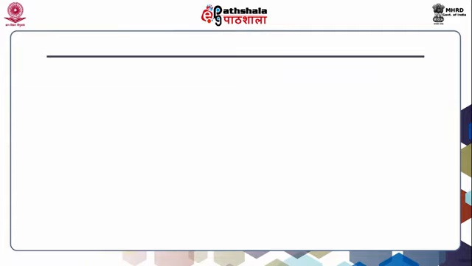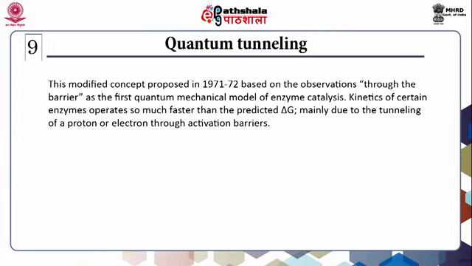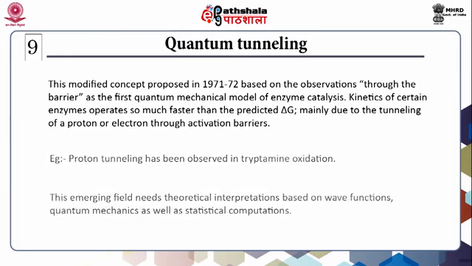So now we will see what is quantum tunneling. This modified concept was proposed in 1971, as the first quantum mechanical model of enzyme catalysis, based on the observations that the kinetics of certain enzymes operate much faster than the predicted free energy change, mainly due to the tunneling of a proton or electron through activation barriers. An example is proton tunneling, which has been observed in tryptamine oxidation.